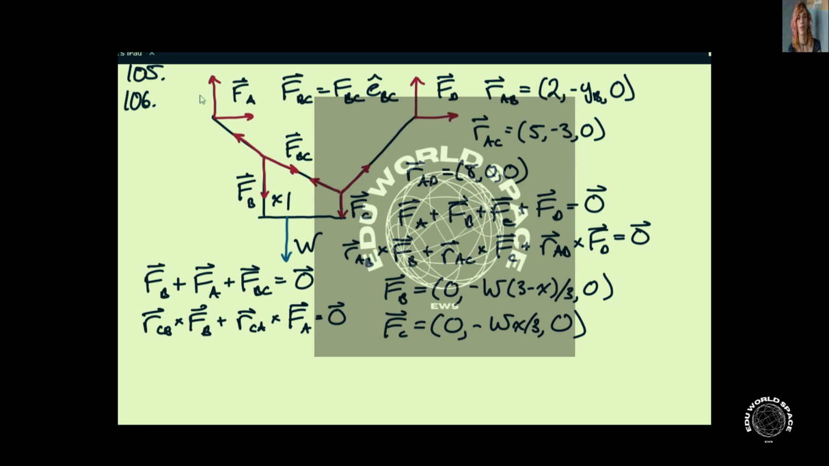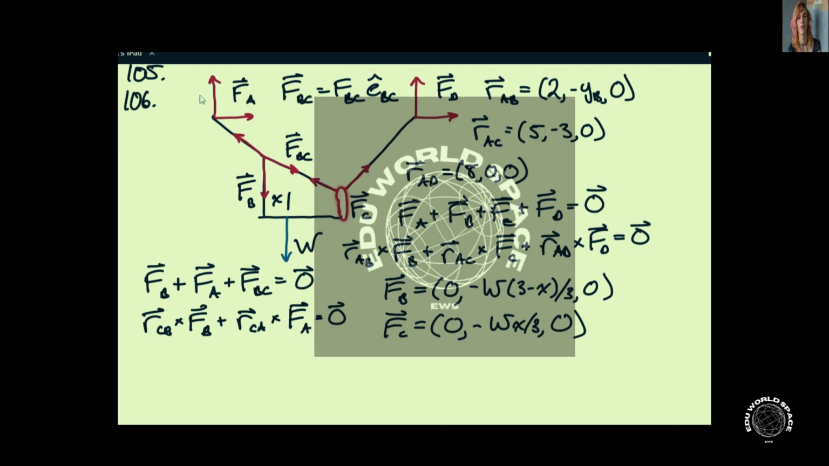If we look at a free body diagram of just this platform and have equal and opposite forces on it, we can see that FB, in terms of the weight W that is hanging from this platform, has a y component of minus W (3 minus x) over 3. When x equals 0, this is minus W, and when x equals 3, it's 0. So when it's over here, it's fully supported here. When it's over here, none of it is supported by this. And likewise over here, we have minus Wx over 3.